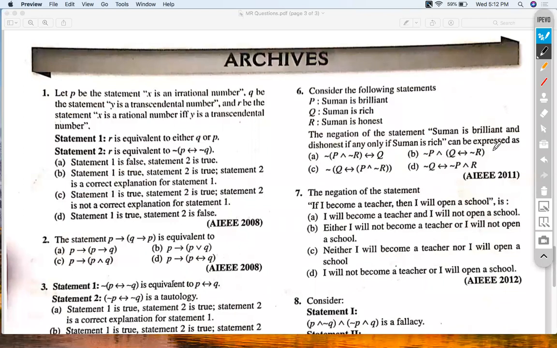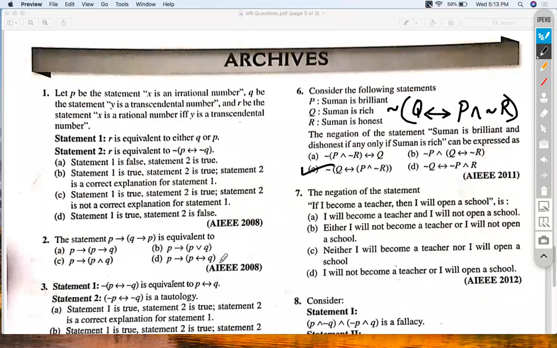Viraj, what do you think? I'm thinking. If and only if Suman is rich. Okay, A, sir. Suman is brilliant and dishonest. Brilliant is P, dishonest is negation of R, if and only if he is rich. Rich is Q, right? The negation of this is your answer. Which option? Not this one, this one. C.